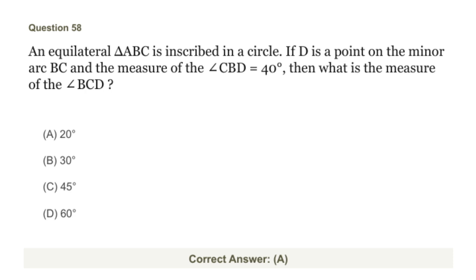Since D is on arc BC, the position of D affects the measures of these angles. Given that CBD is 40 degrees, we can analyze how this relates to the arc it subtends. Because it's inscribed, the arc opposite to this angle must measure twice that, so 80 degrees. This gives us insight into the division of the circle's arc. Now, considering the symmetry and the properties of the equilateral triangle, along with the position of D on the minor arc BC, we can deduce the measure of BCD. Through this reasoning, it turns out that the measure of BCD is 20 degrees. And that's why, among the options, the correct answer is 20 degrees.